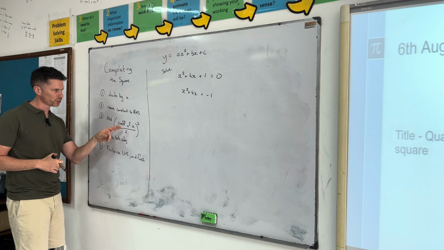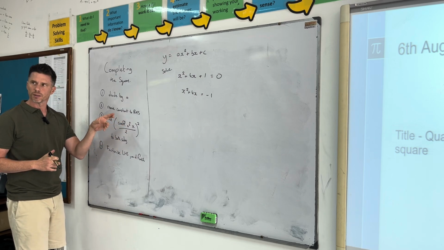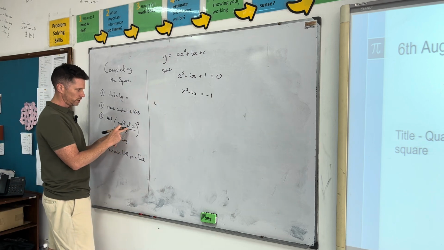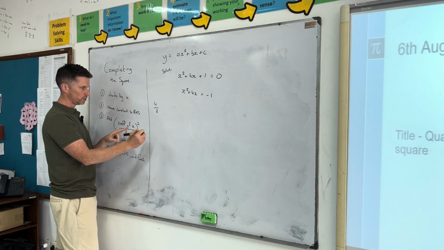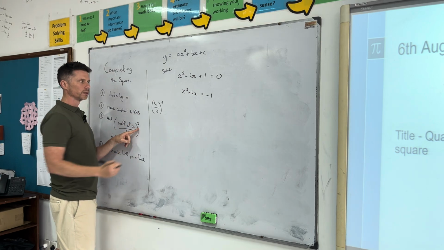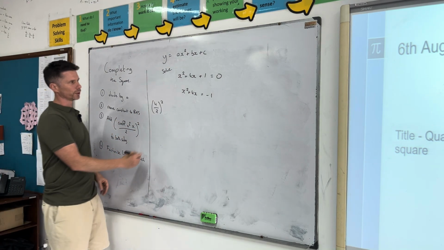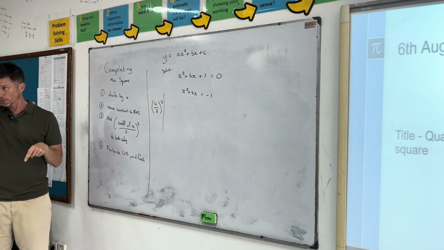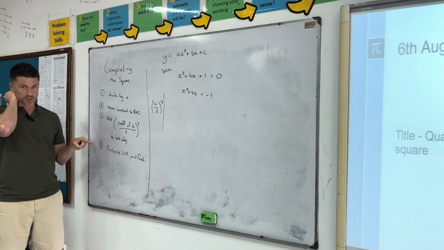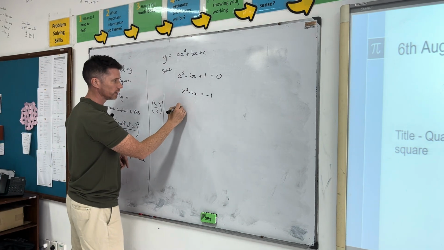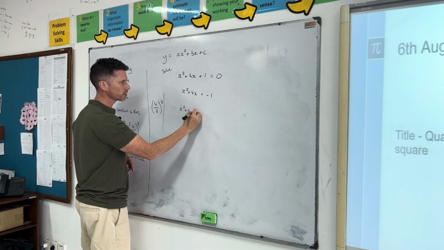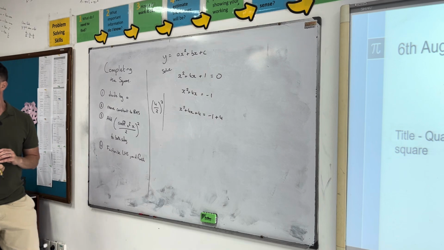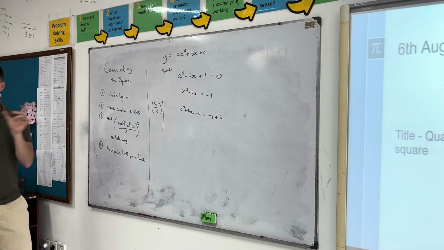Take the coefficient of the x. In this case, it's 4. So 4 divided by 2, squared. What's that number? I'm just doing it as a bit of rough work here on the side. 4 divided by 2 is 2. Squared is 4. Add that to both sides. So x squared plus 4x plus 4 equals minus 1 plus 4. I haven't changed anything by adding the same number to both sides. That's okay.